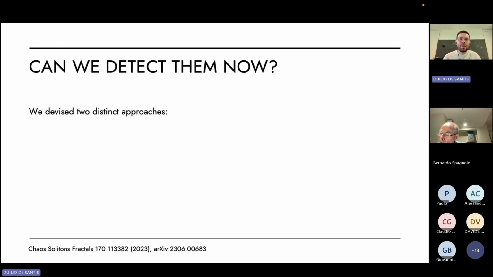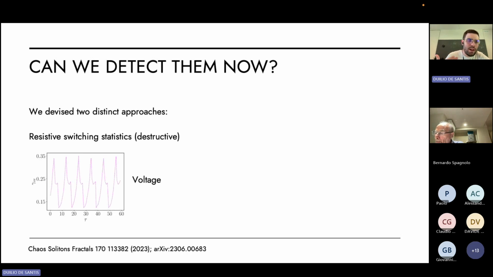Given that we're proposing a generation approach for having these breathers in a stabilized fashion, can we now devise some experimental approach to detect them? Well, indeed, we tried to. We proposed two different approaches that look at two quite different physical quantities. The first approach that we proposed is essentially a statistical signature.